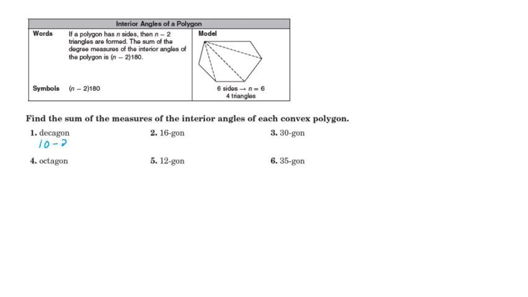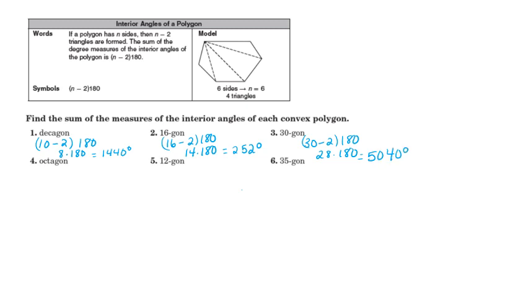So decagon has 10 sides. The number of triangles is 10 minus 2 times 180, which is 8 times 180, which is 1,440 degrees in a decagon. So again, you don't have to have any of the degrees memorized. You just need to know how many degrees there are in a triangle, and then you can apply that to any convex polygon. So a 16-gon, 16 minus 2 times 180, which is 14 times 180, which is 2,520 degrees. A 30-gon, the number of triangles is 30 minus 2 times 180, 28 times 180, which is 5,040 degrees. That is a lot of degrees.